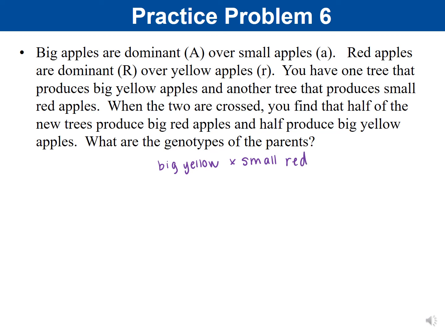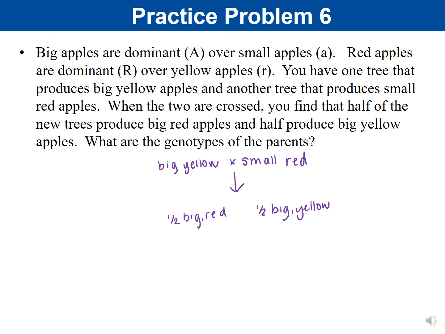red. All right, so when they cross these, they found that half of the trees are big and red, and half are big and yellow. And so this question is asking you, what are the genotypes of the parents? So what I do with this, I wrote out my phenotypes first. Then I go back in and I write out the genotypes that I know for sure.